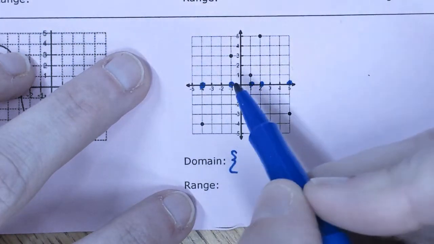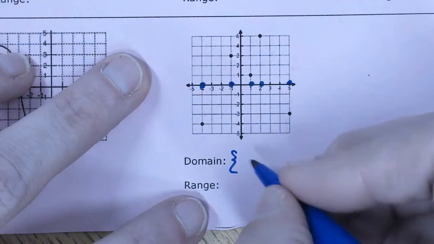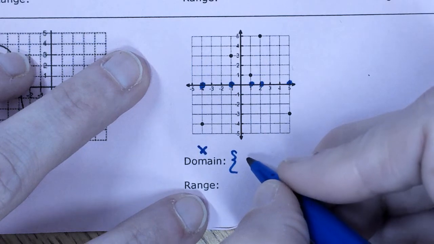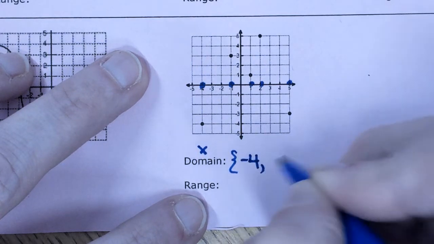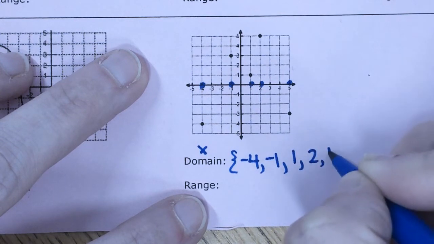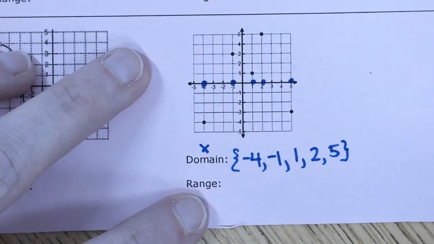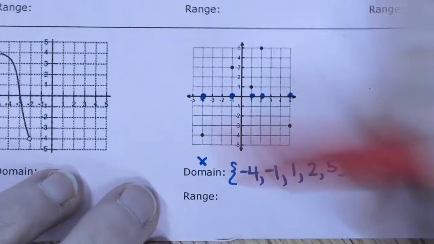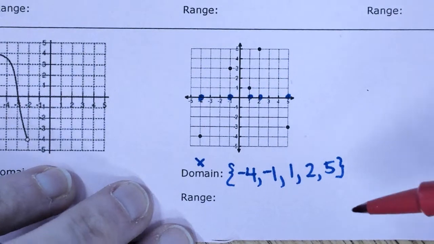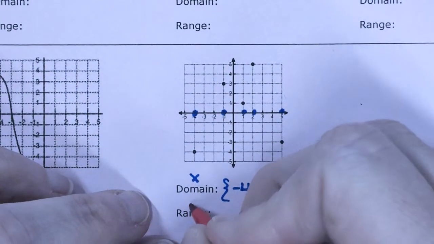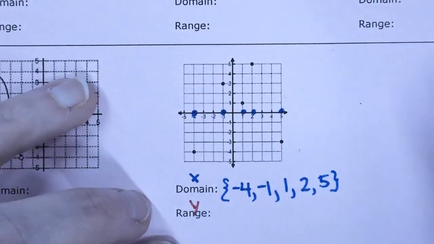So what I'm going to do is just list these 5 values. Remember, domain is my x. So I have x values of -4, -1, 1, 2, and 5. Those are my domain values, my x values that pertain to this situation. Now, when I want to look at my range values, I'm also going to smoosh, but instead of smooshing to the x, because domain is x, I'm going to smoosh to y, because range is y.